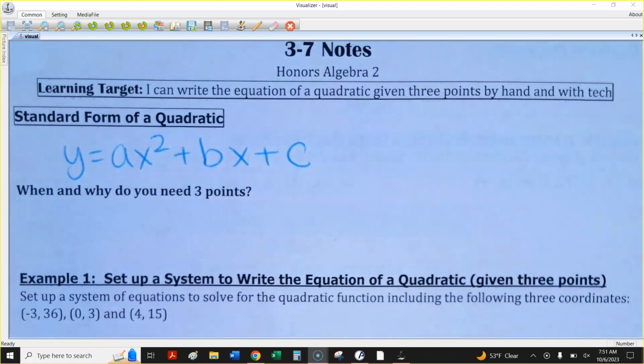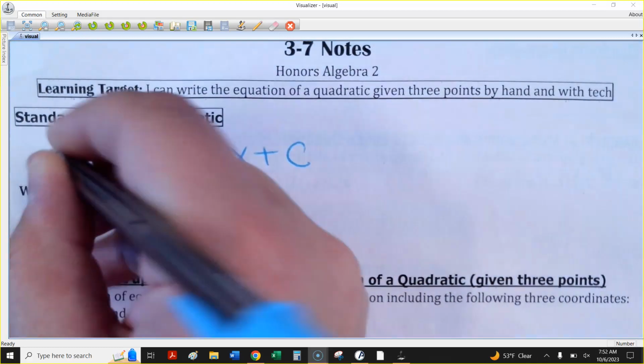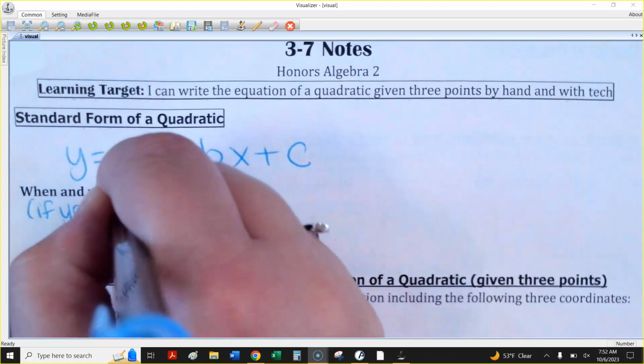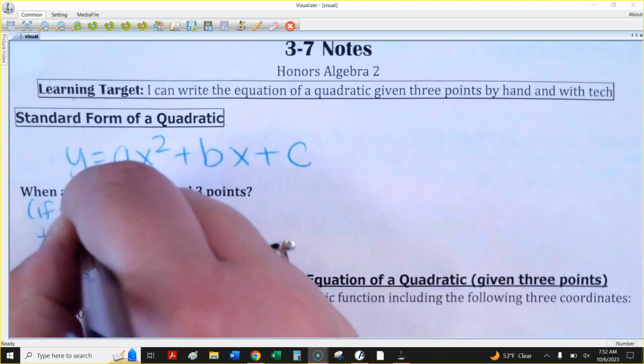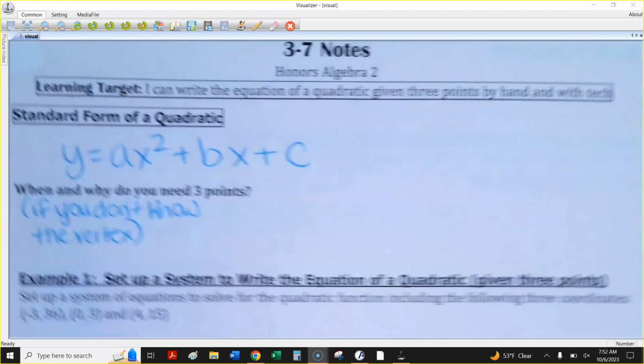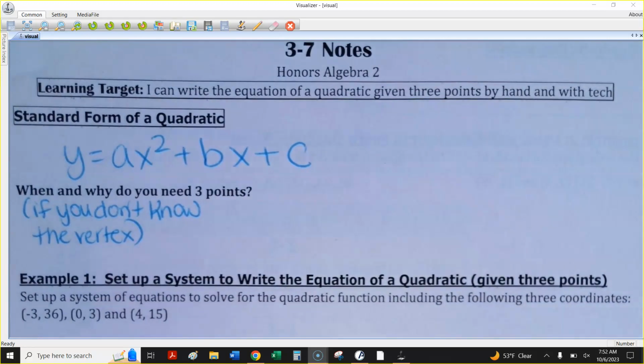Okay, now when we did this the other day, we were doing vertex form, right? And I gave you the vertex and a point on the graph, and that's all we needed. What I'm going to tell you today, though, is if we want to write a quadratic in standard form, you have to have 3 points. But I'm going to specifically say this: if you don't know the vertex. If I just say here's 3 points on a parabola, but I don't say this one is the vertex. So if you don't know the vertex, that's when you're going to need 3 points.